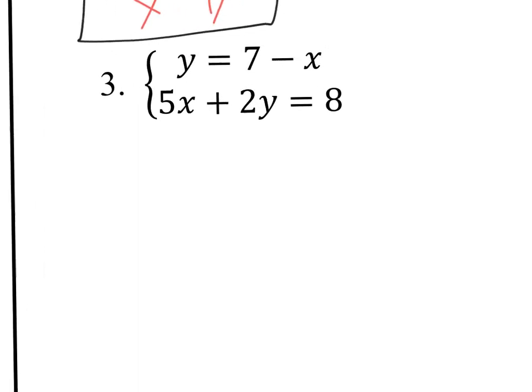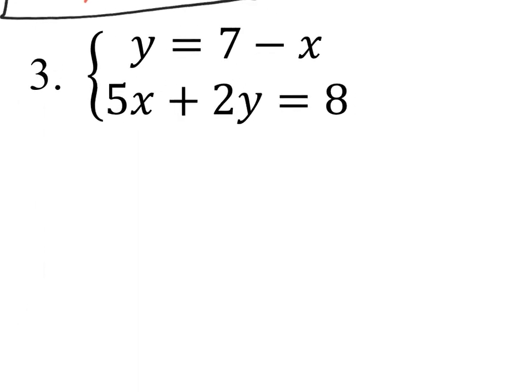Okay, so moving on to number 3. Are both equations in standard form? No. The bottom one is x, y, constant. This goes y, and then there's an equal 7 minus x. So how do I get that top equation into standard form? All you really have to do is plus x to the other side. So plus x here, plus x there. So it's a little crowded, so I'm going to rewrite it here. x plus y equals 7.